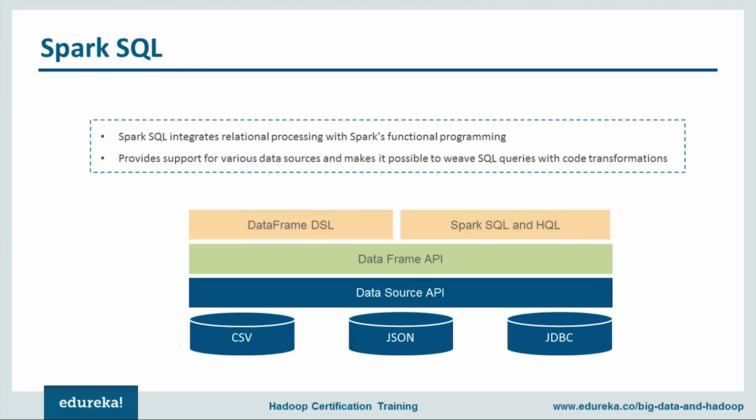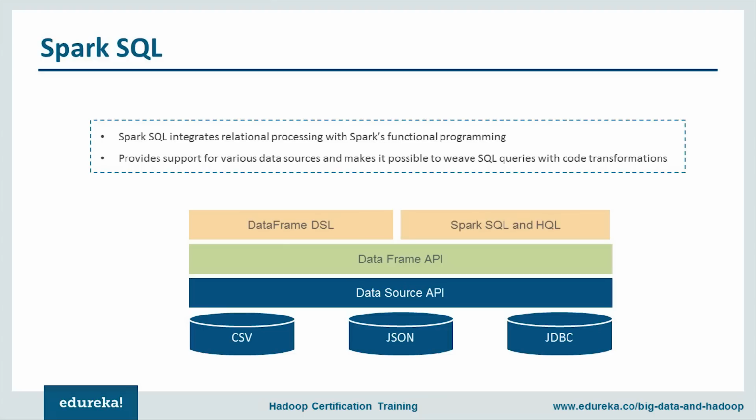Now let's take a look at Spark SQL and its architecture. Spark SQL is the new module in Spark, and it integrates relational processing with Spark's functional programming API, and it supports querying of data either via SQL or via Hive query language. For those of you who are familiar with RDBMS, Spark SQL will be a very easy transition from your earlier tools because you can extend the boundaries of traditional relational data processing with Spark SQL. It also provides support for various data sources and makes it possible to weave SQL queries with code transformations, and that is why Spark SQL has become a very powerful tool.